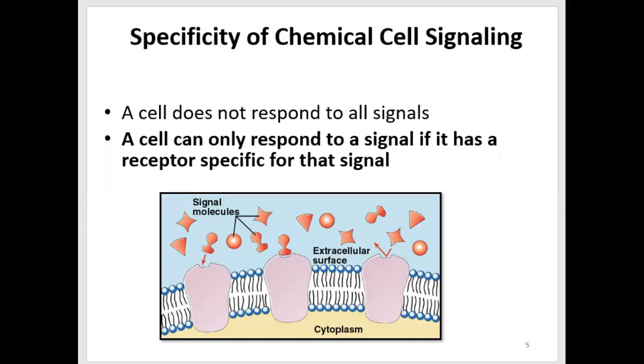Cells release many chemical signals that travel throughout the bloodstream as well as throughout the interstitial fluid. And of course, a cell is exposed to many chemical signals, but only cells that have a receptor for that specific signal will respond. A cell does not respond to all signals. This concept is referred to as specificity. The ligand and receptor are specific to one another, and a cell can only respond to a signal if it has a receptor specific for that signal.